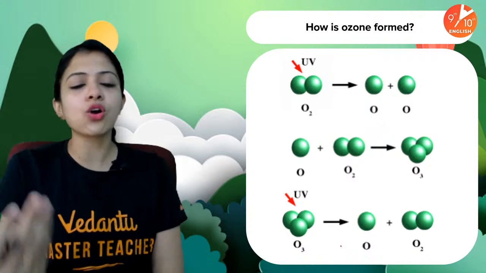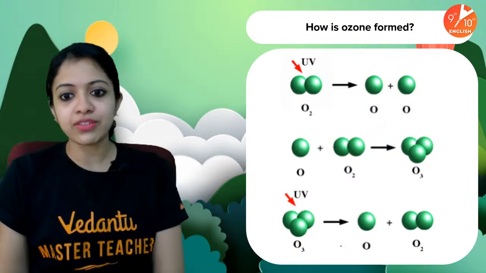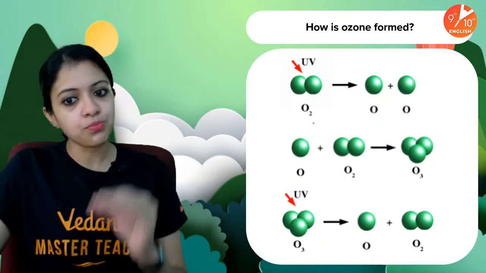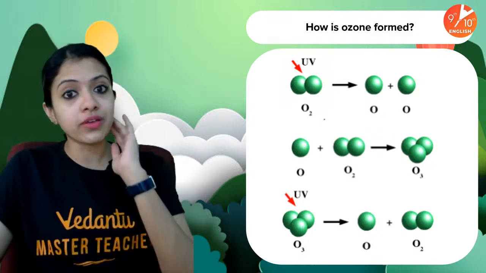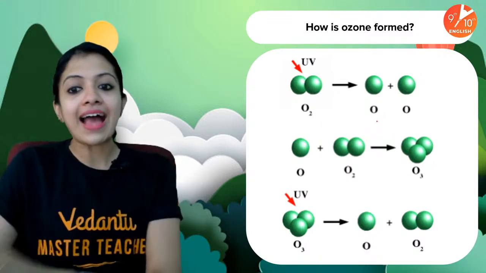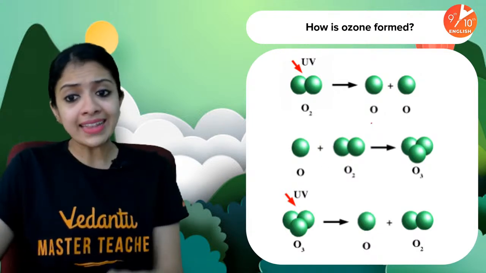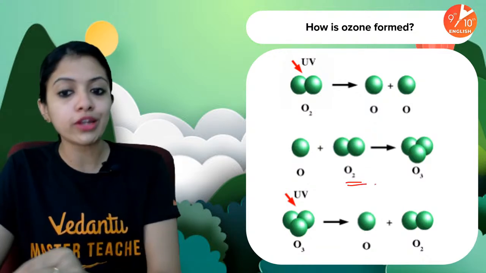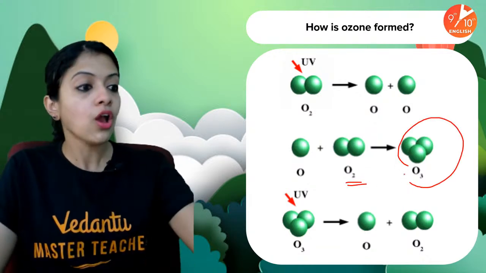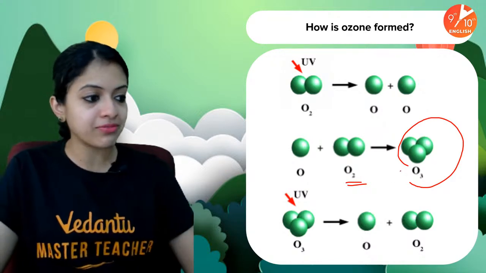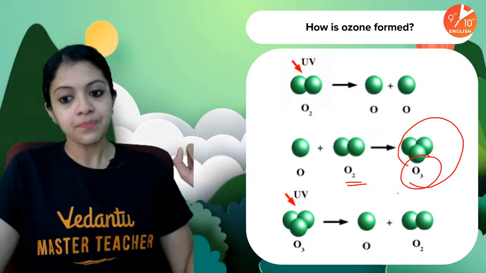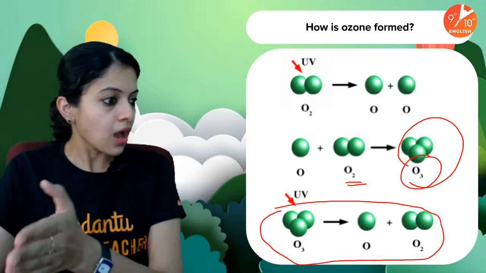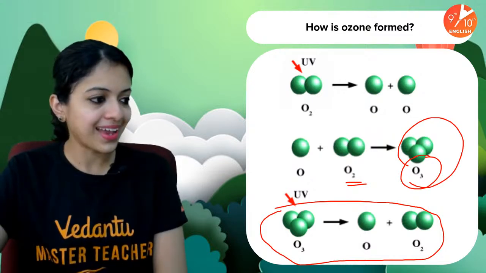O3. So how is ozone formed? It's a natural phenomenon. It's not like anybody is going and building it up there. In fact, molecular oxygen, under the effect of UV radiation, splits up into atomic oxygen. And then when one atom of oxygen combines with a molecule of oxygen, it forms what we call O3. Clear to everyone? This is how ozone is formed. How ozone breaks down, we will understand more in the minutes to come.